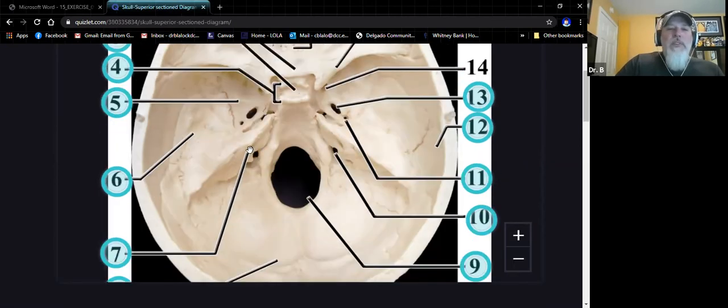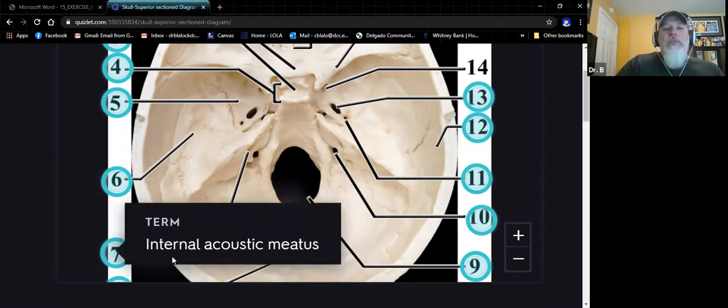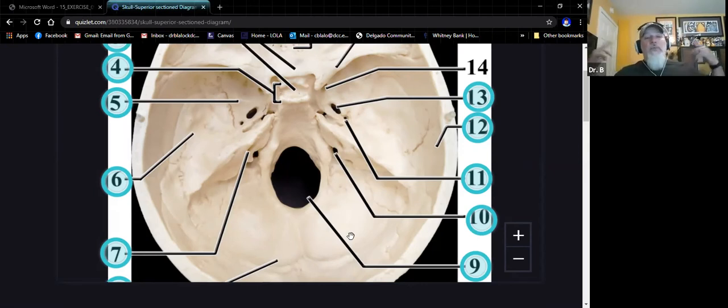And then number 7, we have one there and we have one there. That is the internal acoustic meatus. So we had our external acoustic meatus, which was on the outside of the temporal bone. This is on the inside. This is going to basically be the end of the ear canal.